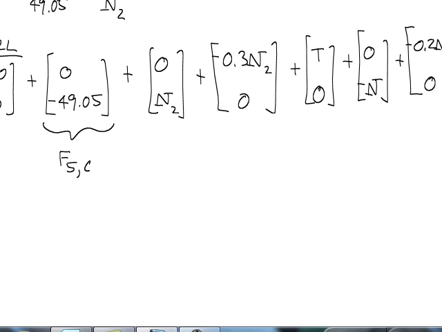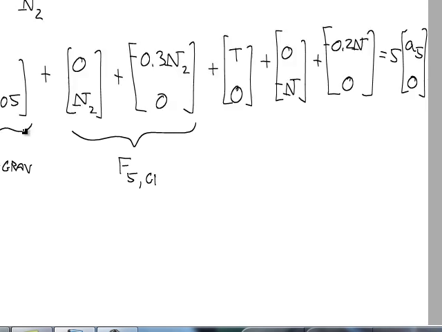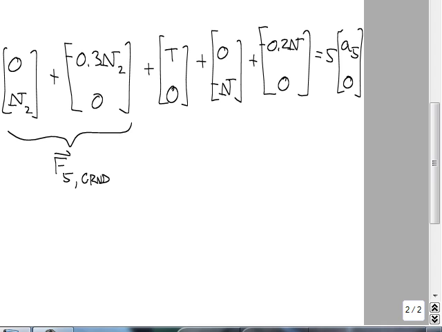So this is the external force. This is the force on 5 due to gravity. These together are the force on 5 applied by the ground. This is the force on 5 by the cable. And this is the force on 5 by 2.